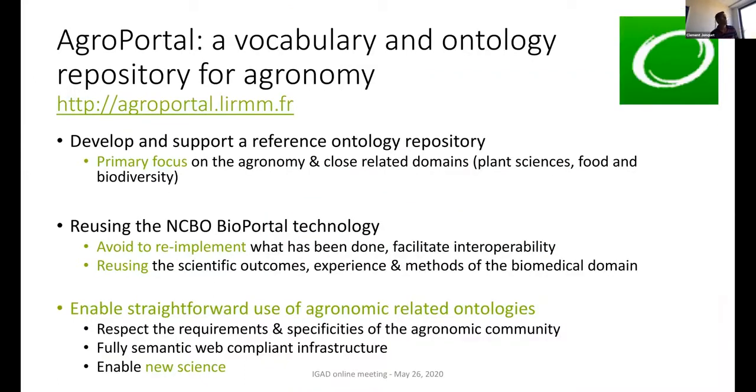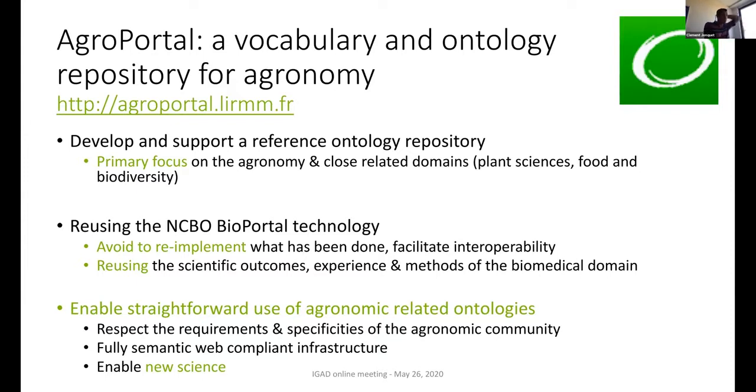AgroPortal was a proposition for a vocabulary and ontology repository for agronomy, so a thematic portal where we would like to develop and support a reference ontology repository, being the place where people can share and access ontologies with a primary focus on agronomy, agriculture, plant sciences, food, a little bit of ecology and biodiversity at the beginning, but we will probably give those resources to another structure now.